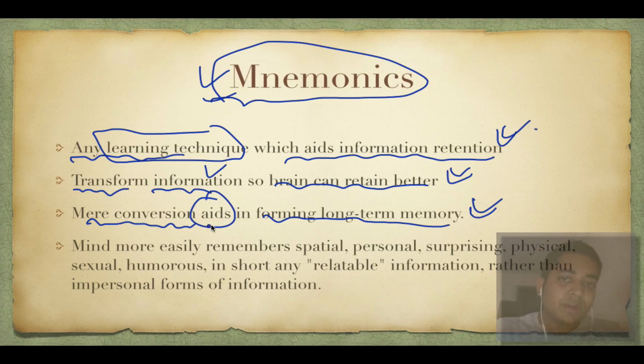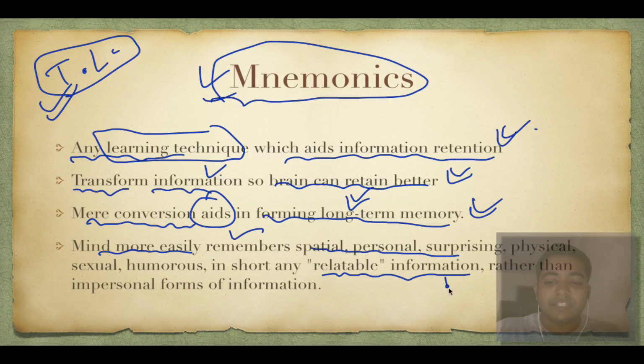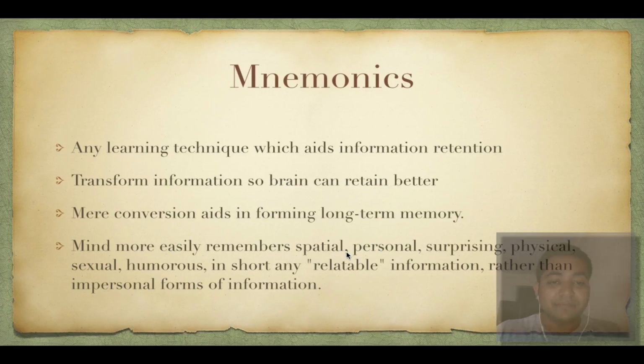If you use a mnemonic, you are already doing your traditional learning, that is remembering, reading, revising again and again. If you just use a mnemonic, automatically the fact that you are converting the information aids in forming long-term memory. It's such a big deal. And then the mind more easily remembers spatial, personal, surprising, in short, any relatable information, rather than impersonal information which is hard to retain, frankly speaking. So these are the basic facts about mnemonics.